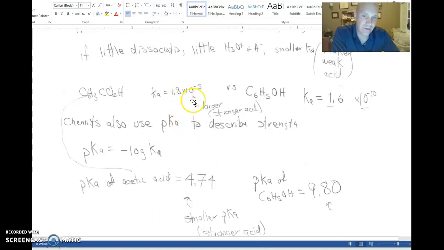Before, you'd notice that the larger the Ka, the stronger the acid. Well, notice that a larger Ka gives a smaller pKa. So if you're talking about pKa's, if an acid has a small pKa, that means it's a stronger weak acid.